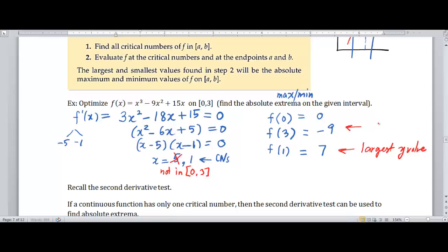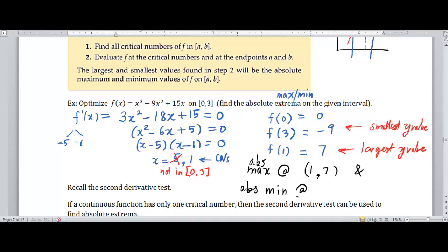What's the smallest y value? Is this one, negative 9. Okay, so our max, we have a max at 1, 7 and min, okay, and this is absolute max, absolute min at 3, negative 9. Okay.